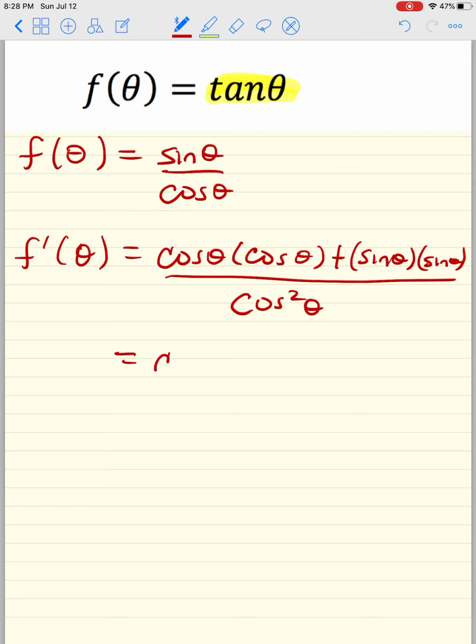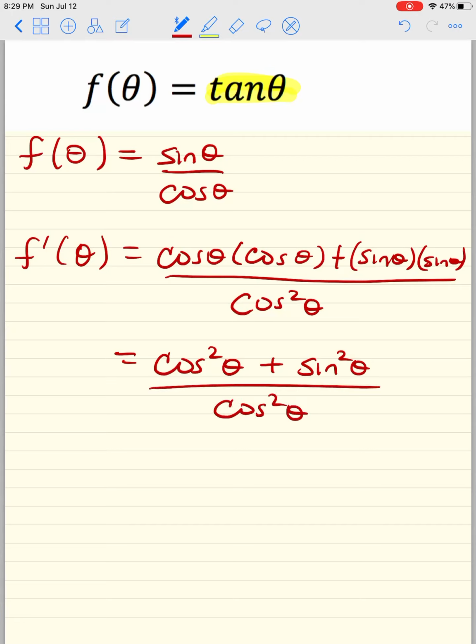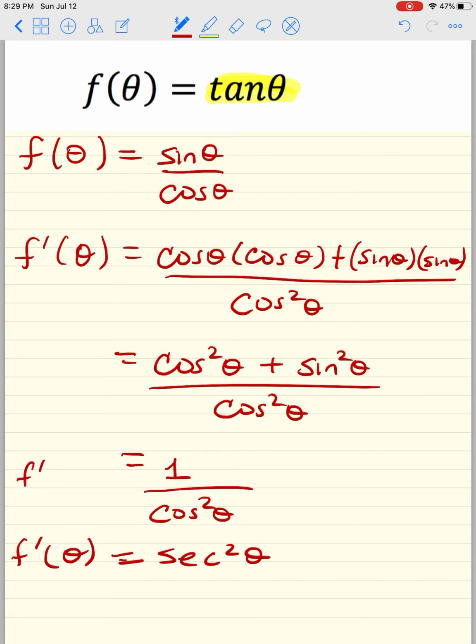Now check this out. You're going to have cosine squared plus sine squared theta all over cosine squared theta. And if you guys remember the trig identity, cosine squared theta plus sine squared theta is 1, so it's 1 over cosine squared theta. And guys, 1 over cosine theta is secant theta, so this is just going to be secant squared theta. So the derivative of tangent theta is secant squared theta. So now you can add that to the list.